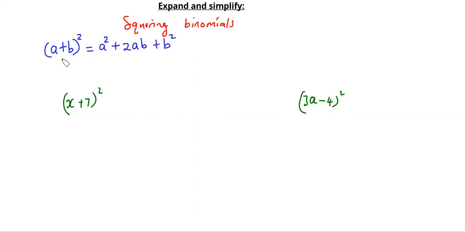So here we take the first term, we square it. Then the second term is going to be 2 times a times b. Then the last term is going to be just b squared. Let's try to practice it here.